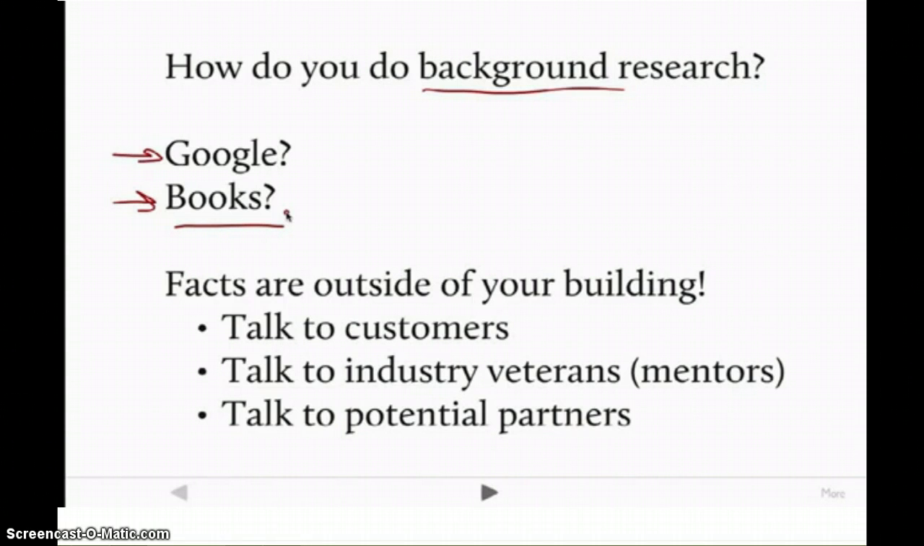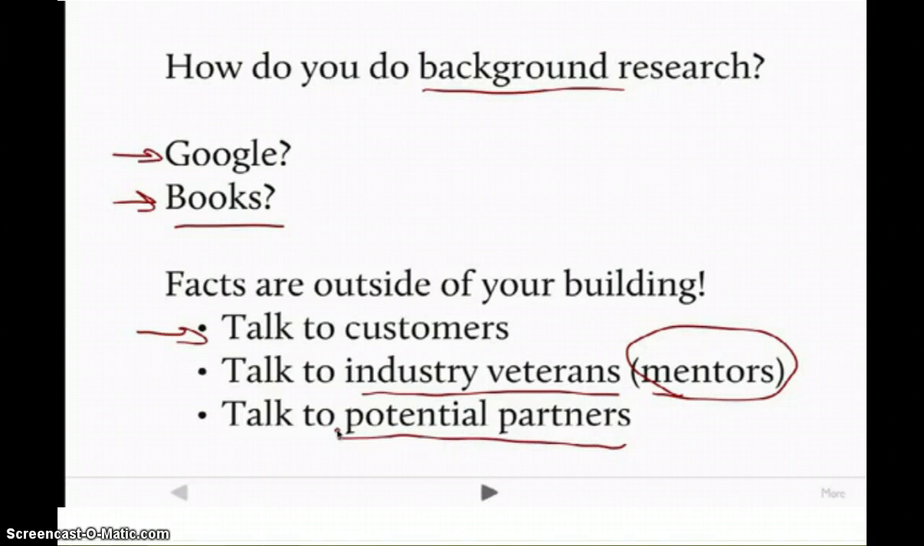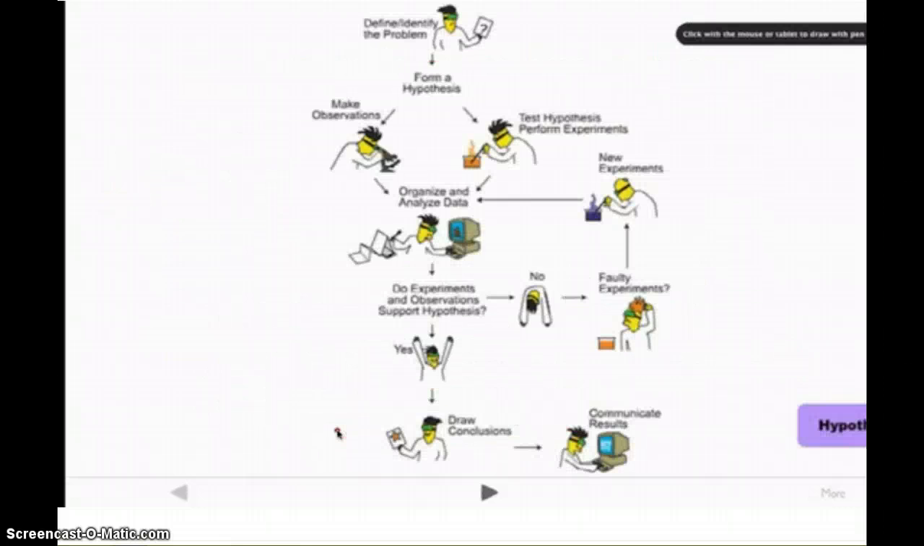You can't get them in the library or by simply thinking through these things. You have to actually go out there and talk to customers, identify who the key industry veterans are, and see if you can get them as mentors. You want to talk to potential partners and see what they think about your plans and ideas, because all of this has to fit together. And so in this way, we can go about starting to design some experiments.